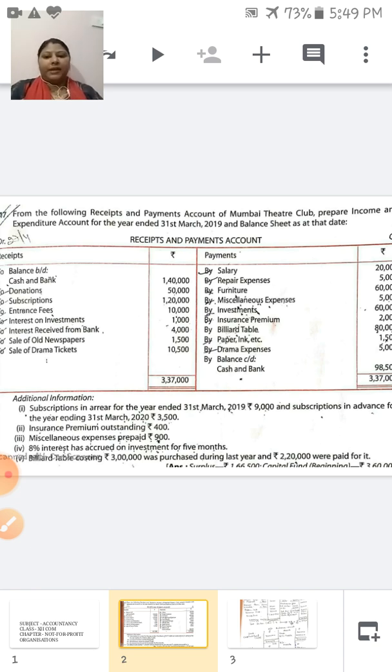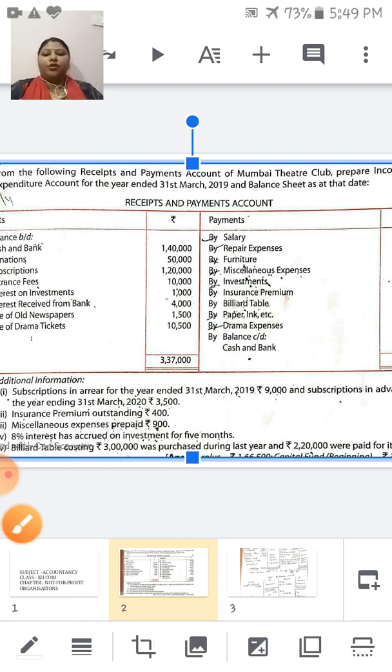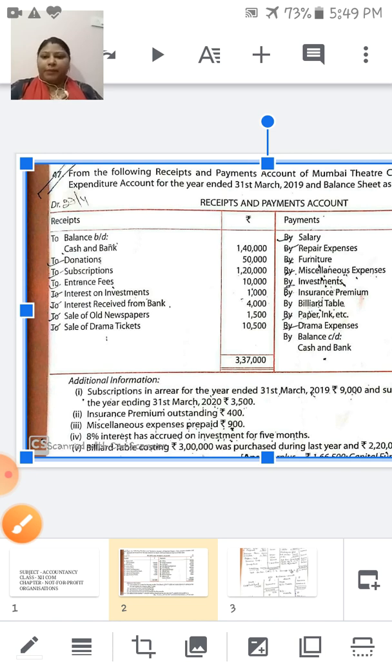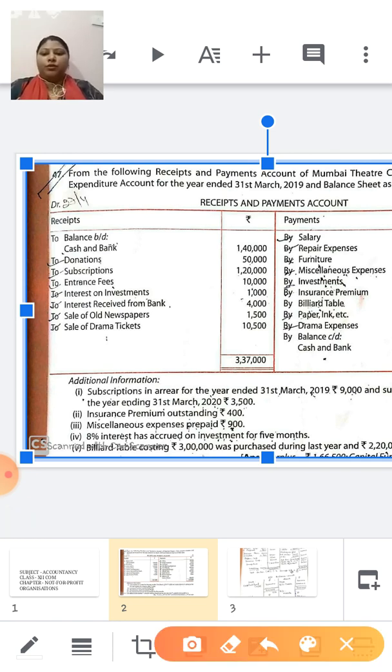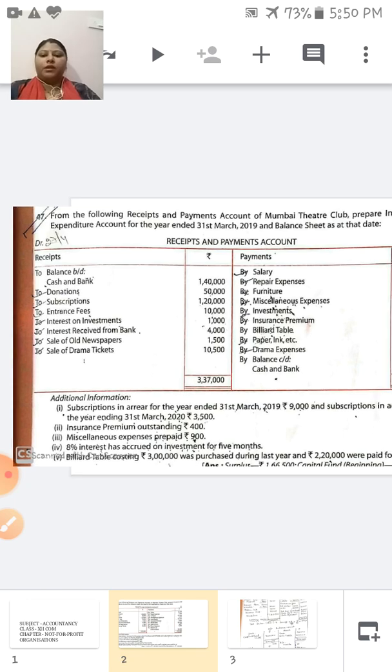This is the receipt and payment account for the year ended 31st March 2019. This 31st March 2019 is the current year. As you know, there are two sides in the receipt and payment account. The first side belongs to receipt, and the second side belongs to payment. Receipt side means cash receipt, payment side means cash payment.